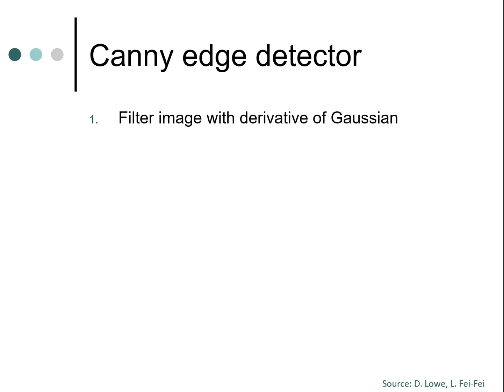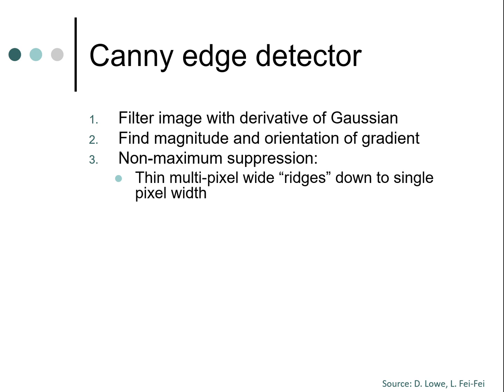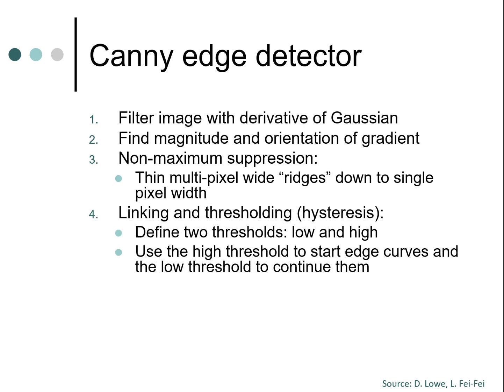In the Canny edge detector, we first filter the image with the derivative of the Gaussian. Then find the magnitude and orientation of the gradient. Then we do the non-maximum suppression, which thins multi-pixel wide ridges down to a single pixel width. The fourth step is linking and thresholding. Here the thresholding uses hysteresis. It defines two thresholds, high and low. We use the high threshold to start the edge curve, and we continue along it with the low threshold value.